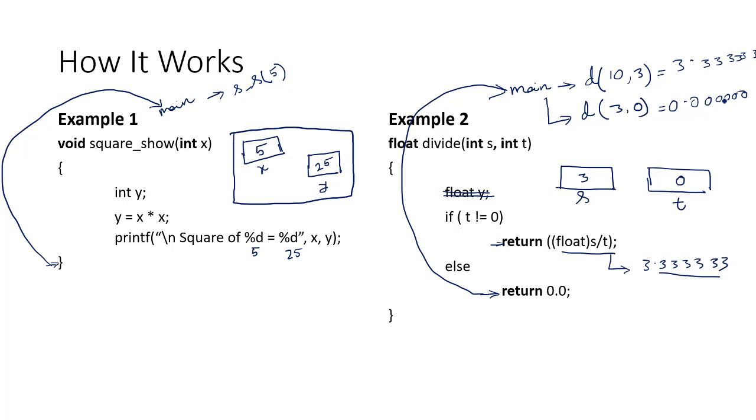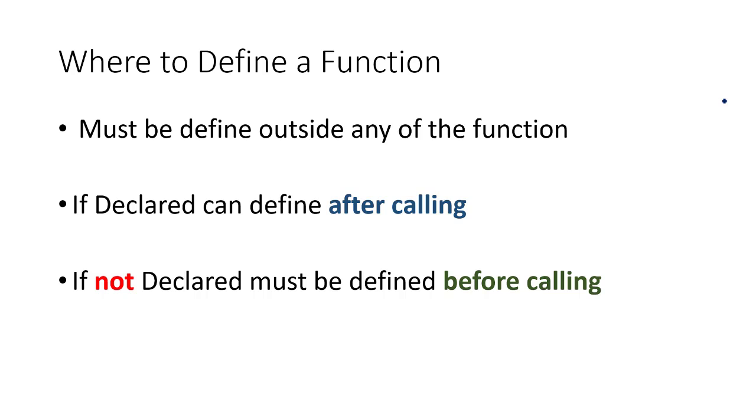Next, we are going to discuss where we can define a function. What is the proper place to define a function? A function must be defined outside any other function. As we have discussed earlier, the declaration can be within a function or outside of the function. We prefer to declare outside of the function, but the function definition should be outside of any function. So we cannot define a function within another function.